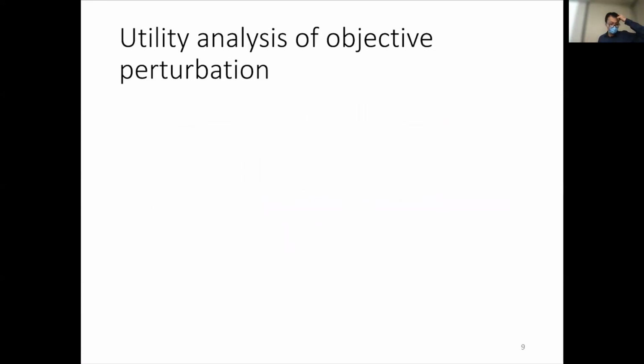Suppose you are interested in looking into this problem a bit more. Okay, so now let's start doing a utility analysis of the objective perturbation algorithm. So to start, let's define this regularized objective as J, so that will save a bit of writing of theta star lambda.